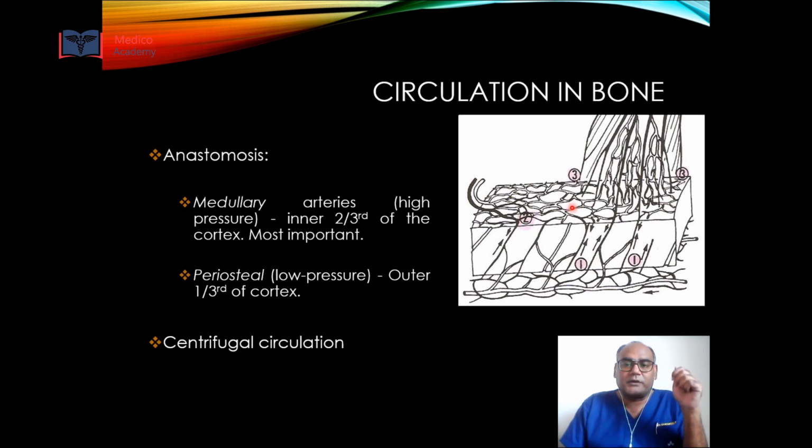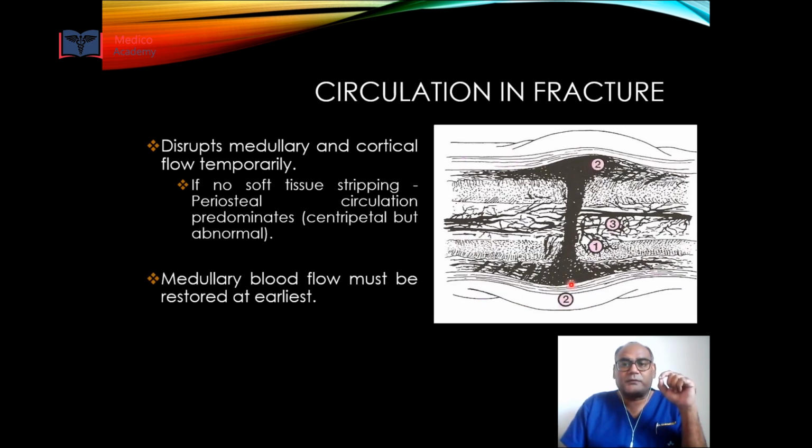Because the outer part is low pressure and the inner part, or the medulla, is a high pressure system, the blood mainly flows outside, and the inner two-thirds of the cortex is supplied by the high pressure system, whereas the outer one-third is supplied by the low pressure periosteal system. When there is a fracture, the intramedullary vessels get disrupted totally.